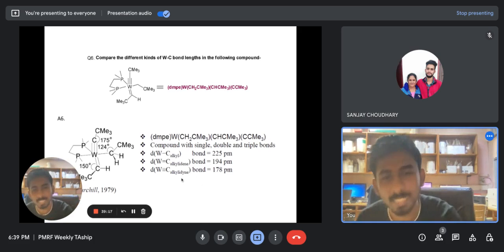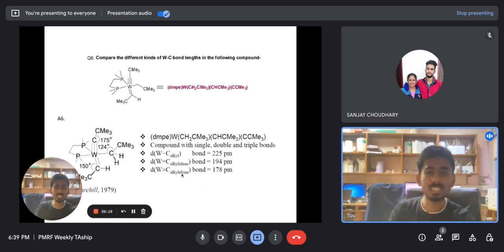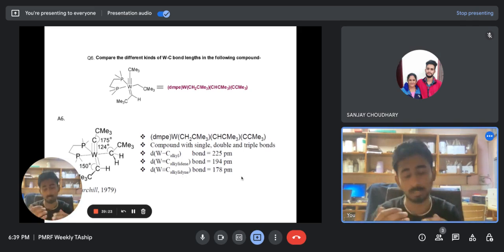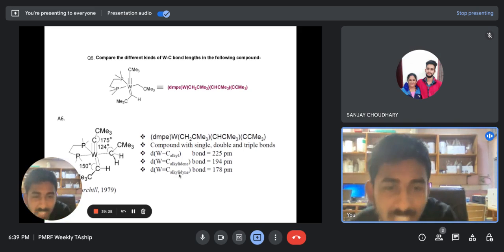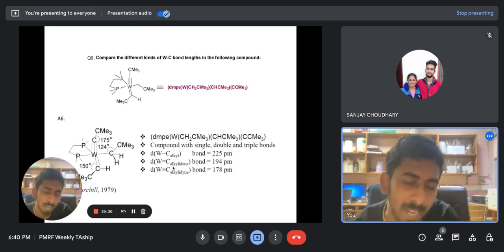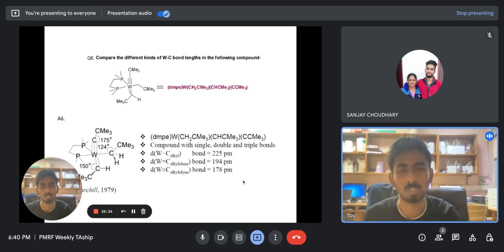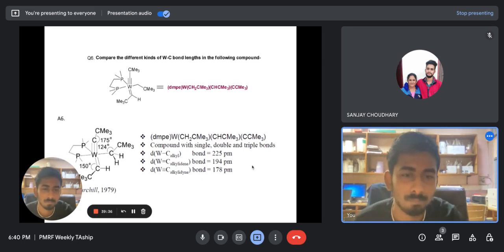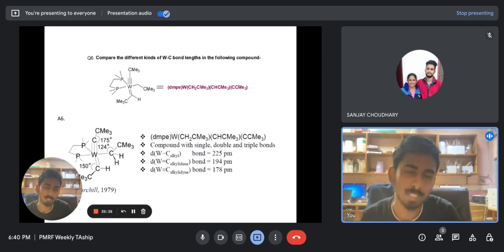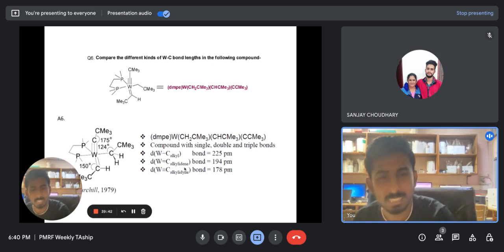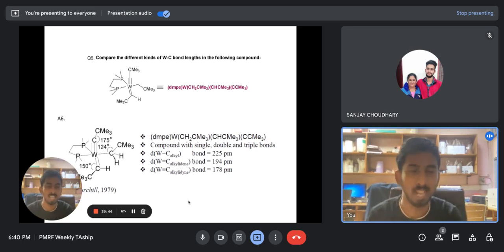So you see in this case, from the alkylidyne to the W-C alkyl, the bond length is increasing. That's why from W-C alkylidyne via W-C alkylidene to W-C alkyl, the bond strength is decreasing. So the order of the W-C bond length is W-C alkyl greater than W-C alkylidene greater than W-C alkylidyne.